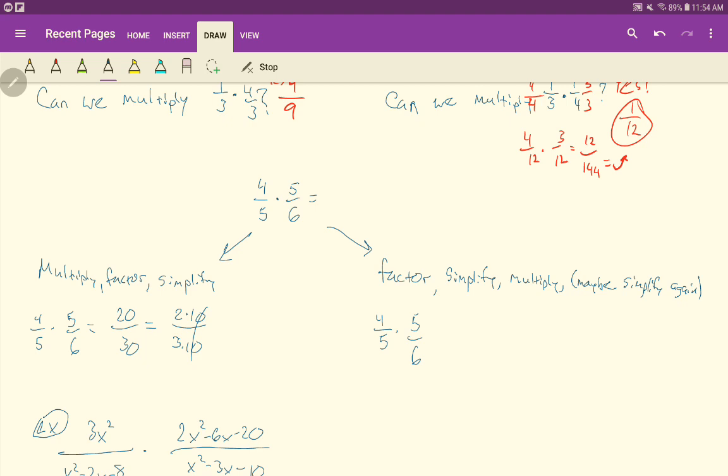So you also could have broken down this way. That's fine. The 10s would cancel, leaving 1s behind, of course. And so that leaves 2/3. And of course, 2 and 3 you can't break down anymore, so that they factor, simplify. So there's the multiply, factor, simplify there.